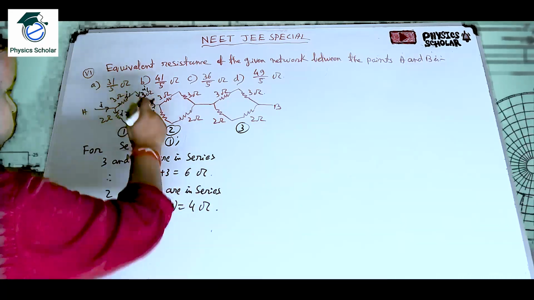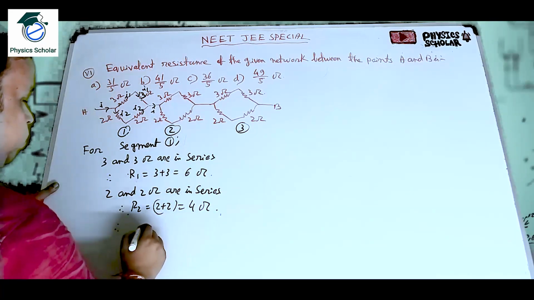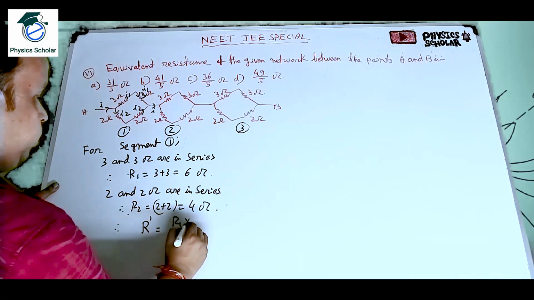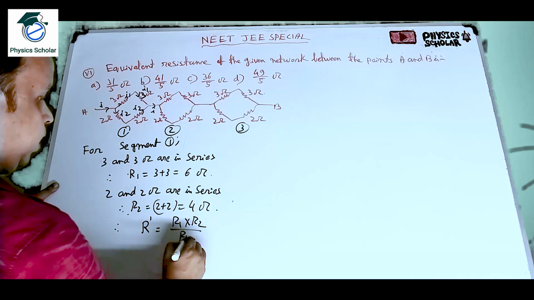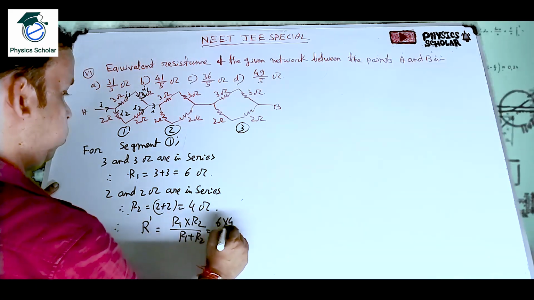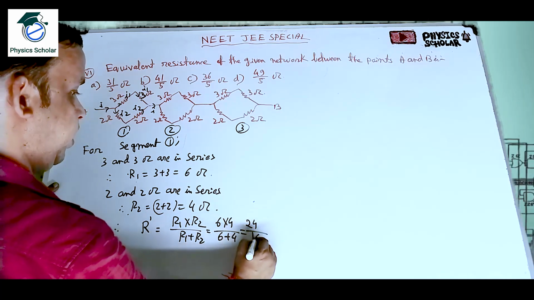Clear? But this R1 and R2 are in parallel because the current is splitting over here. So the equivalent resistance R dash is equal to R1 into R2 by R1 plus R2. What is R1? 6. So 6 into 4 divided by 6 plus 4, so 24 by 10.